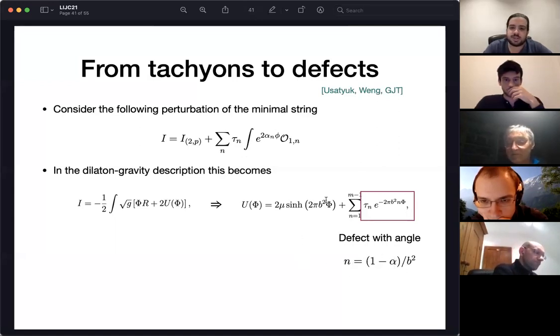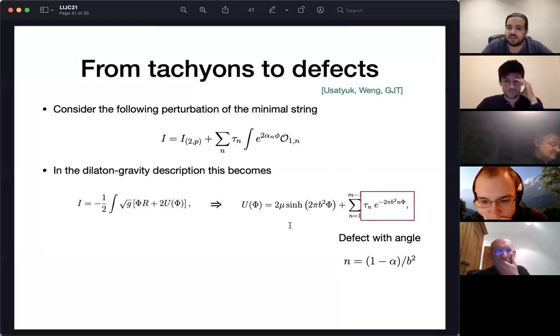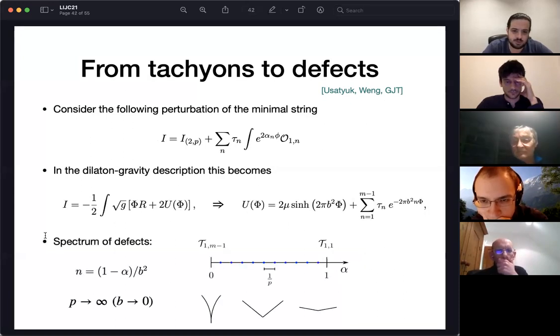So this should already tell you that this deformation should be the same as JT with defects in some limit. Or if you want to work at finite p, it will tell you that it's this funny potential with the sinh plus exponentials. To give you some intuition, this parameter n goes from 1 to, well, p minus 1, sorry, m, p is to m minus 1. Okay, imagine that there is a p here.